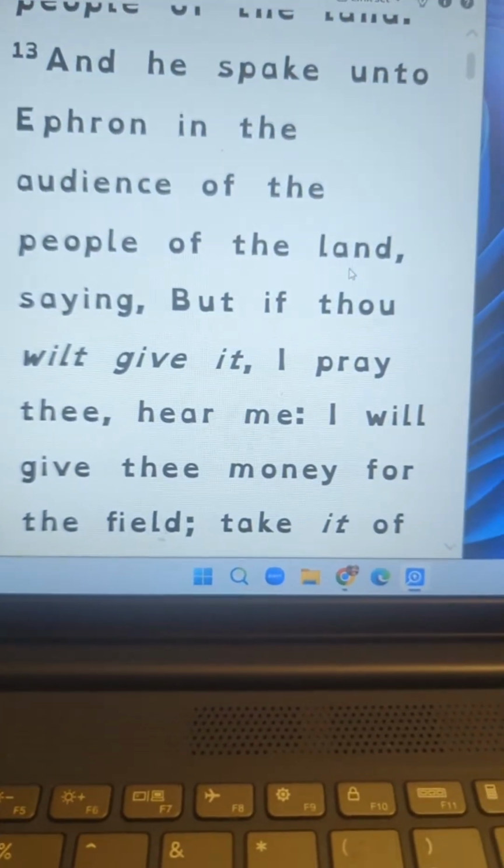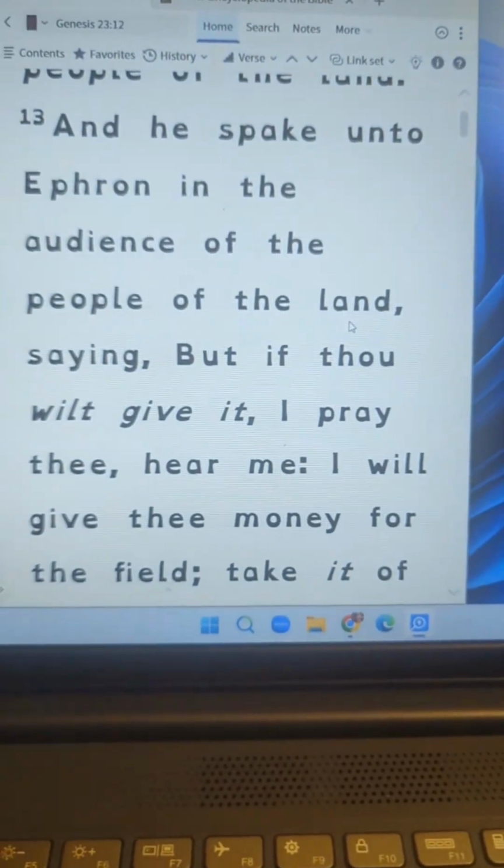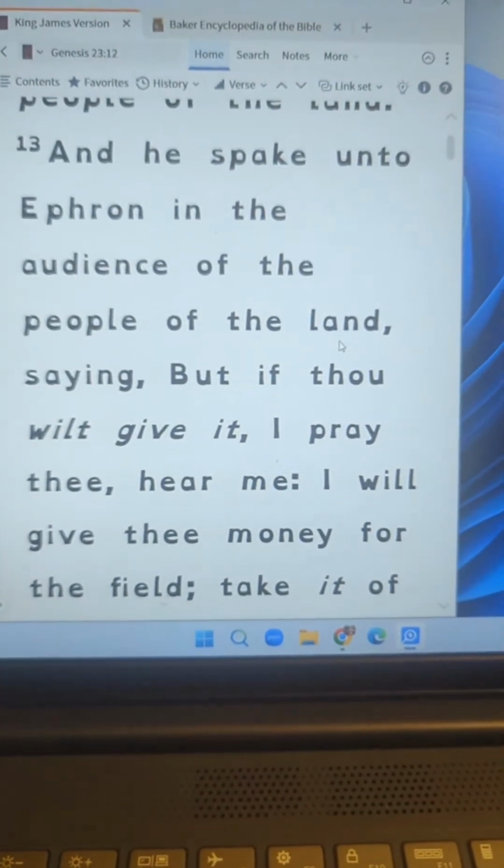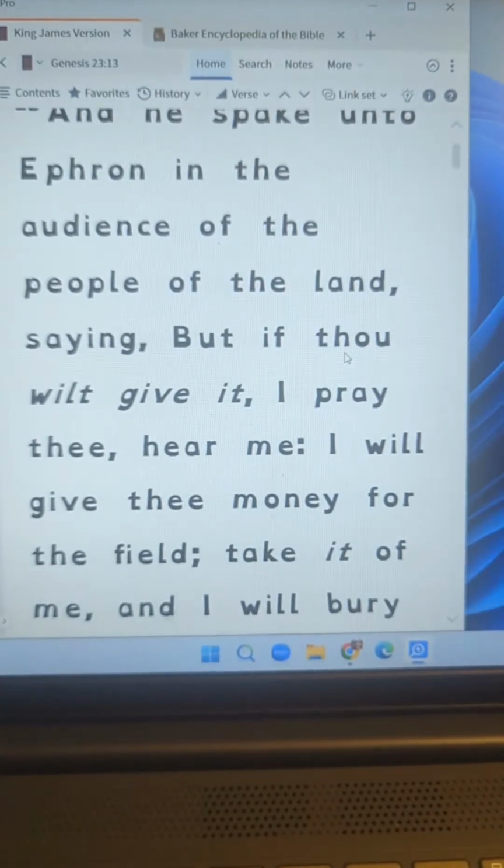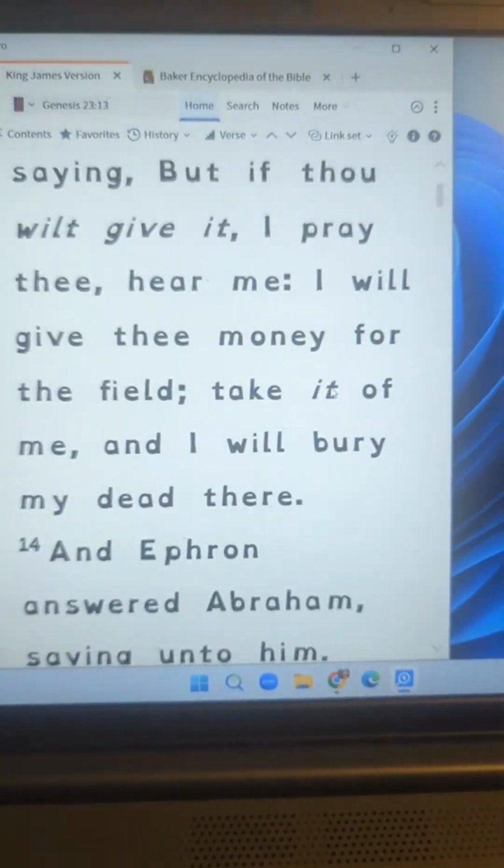But if thou wilt give it, I pray thee, hear me. I will give thee money for the field. Take it of me, and I will bury my dead there.